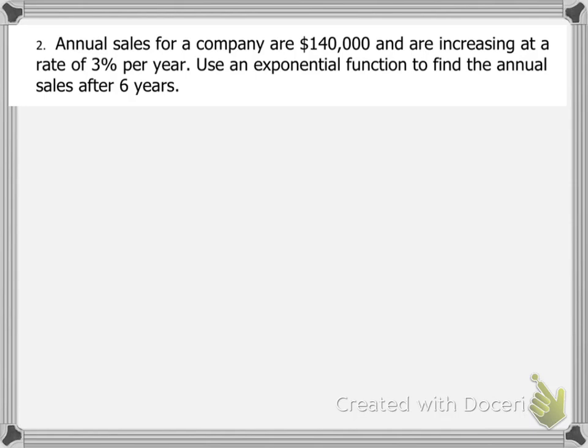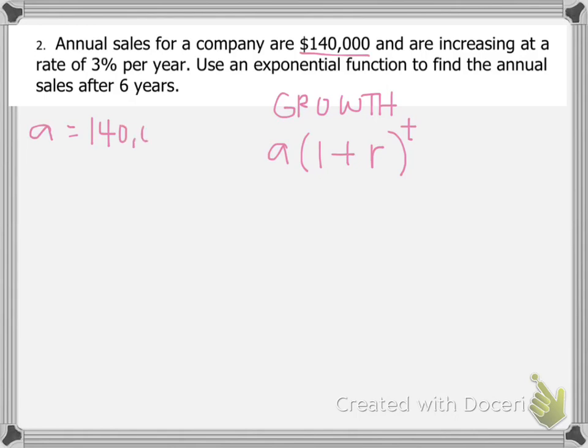Okay, y'all do this one for me. Annual sales for a company are $140,000 and are increasing at a rate of 3% per year. Use an exponential function to find the annual sales after 6 years. Okay, so this is going to be a growth, right? So we'll use this formula. My original investment is going to be $140,000. It's increasing at a rate of 3%. So 3%, but we don't use that. We use 0.03. And then our time here is going to be 6 years.